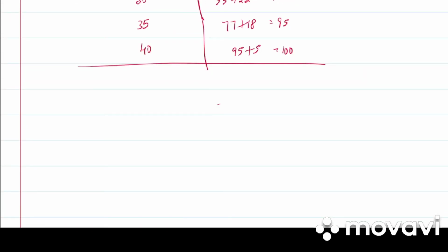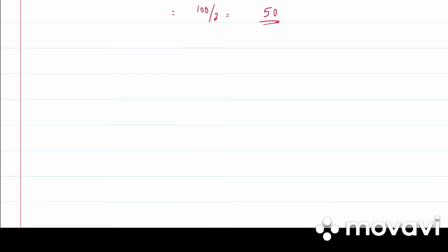So after we have done the table, the next step is to find out the value of n by 2 item. So what is n? N is 100. 100 by 2, that is 50. After that we need to do the less than ogive. We have y-axis, we have x-axis.